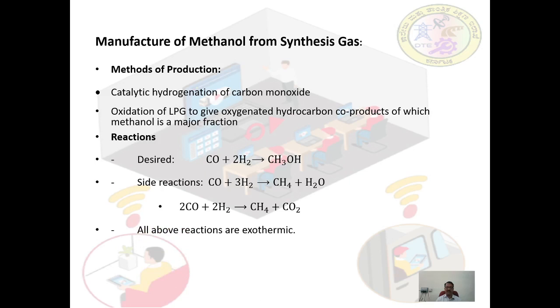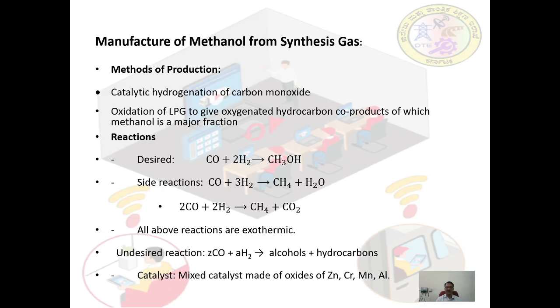All the above reactions are exothermic reactions. The undesired reaction is carbon monoxide and hydrogen giving alcohols and hydrocarbons. The catalyst used in this process is a mixture of oxides of zinc, chromium, manganese, aluminium, etc.